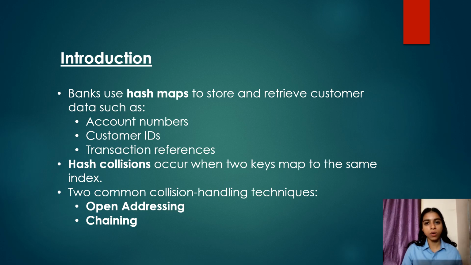A hash collision occurs when two different keys generate the same index in a hash table. For example, if two account numbers produce the same hash value, they both try to occupy the same location in the table. To solve this problem, collision handling techniques are used. Two of the most commonly used techniques are open addressing and chaining.